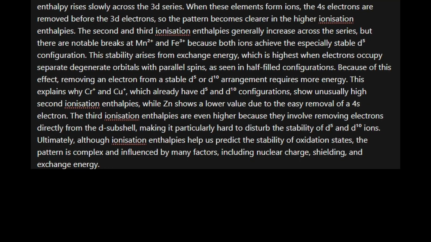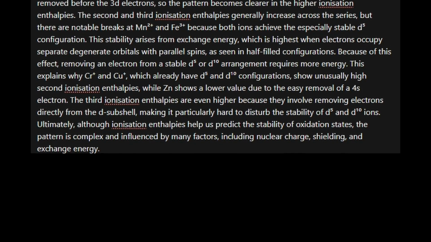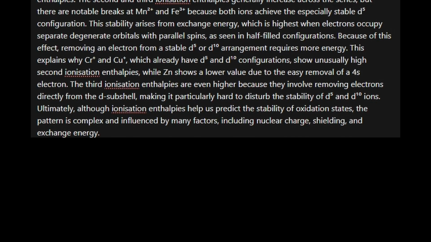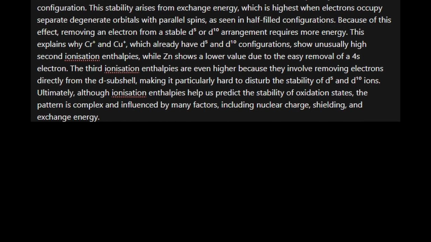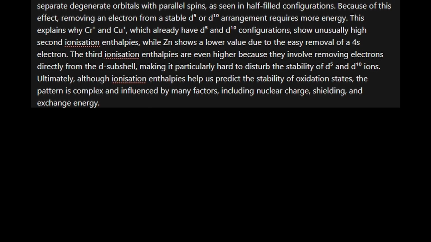The third ionization enthalpies are even higher because they involve removing electrons directly from the d subshell, making it particularly hard to disturb the stability of d5 and d10 ions. Ultimately, although ionization enthalpies help us predict the stability of oxidation states, the pattern is complex and influenced by many factors, including nuclear charge, shielding, and exchange energy.